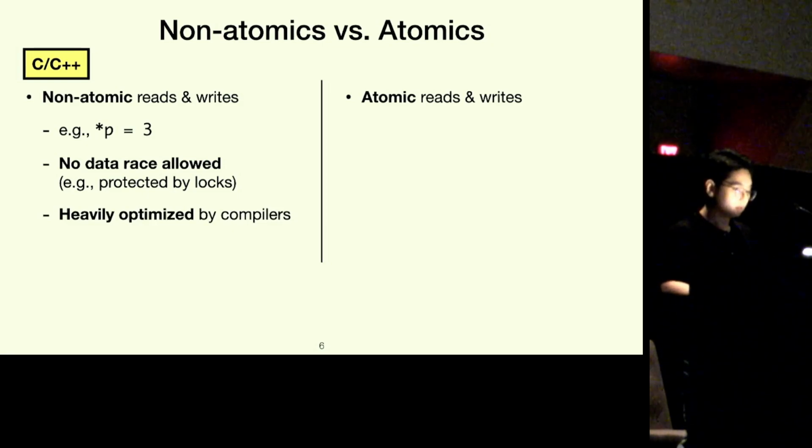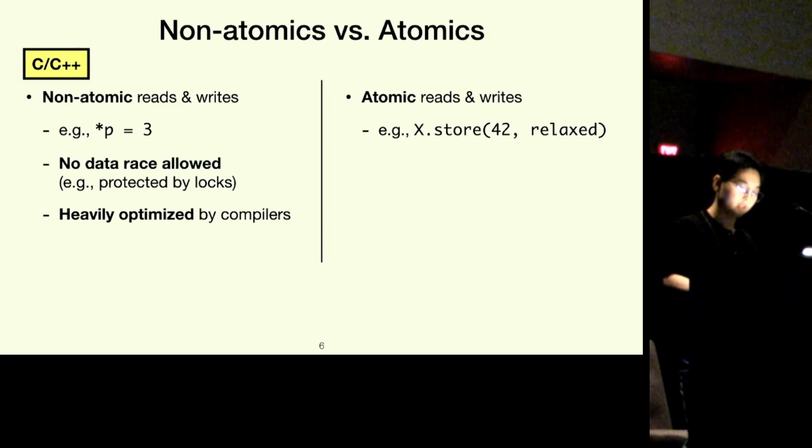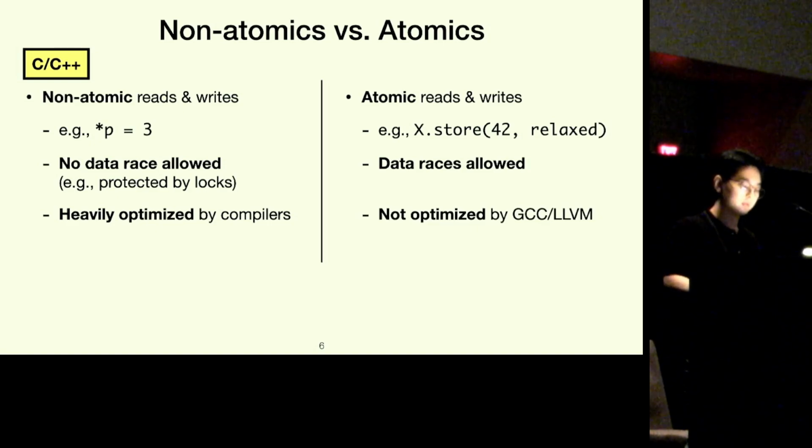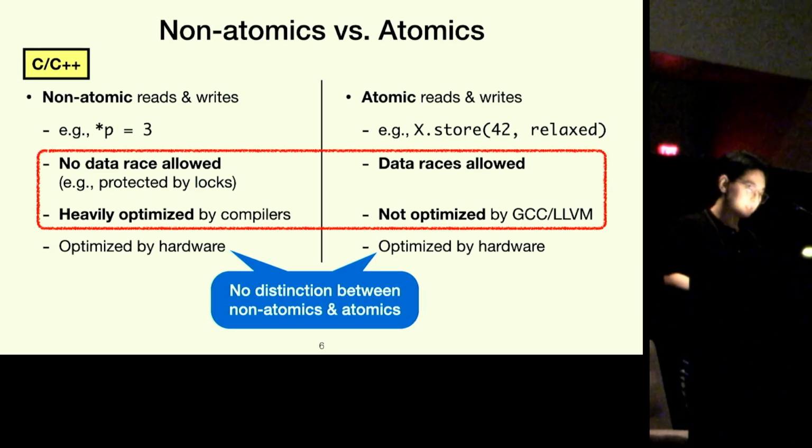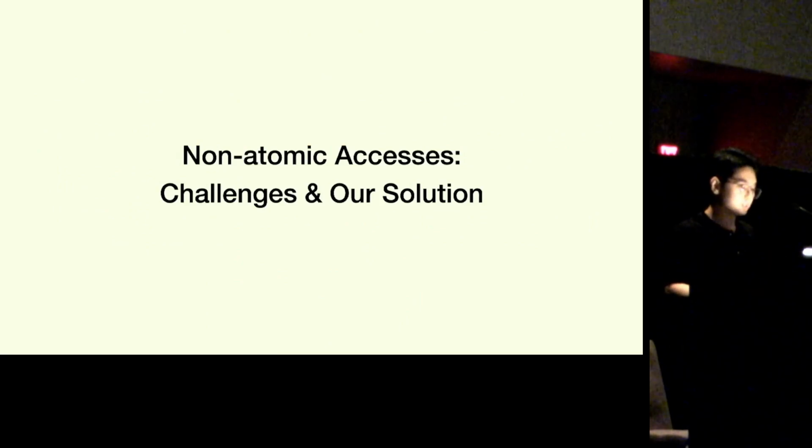On the other side, atomic accesses are needed for synchronization, and they are usually provided as library functions. Of course, data races are allowed on atomic accesses. And also, no compiler that we know of optimizes atomics. But note that both non-atomics and atomics are optimized by hardware because there is no distinction between the two kinds in hardware. So, because of the differences between the two kinds, we have different challenges and solutions for them. First, I will discuss the challenges and our solution for non-atomic accesses.